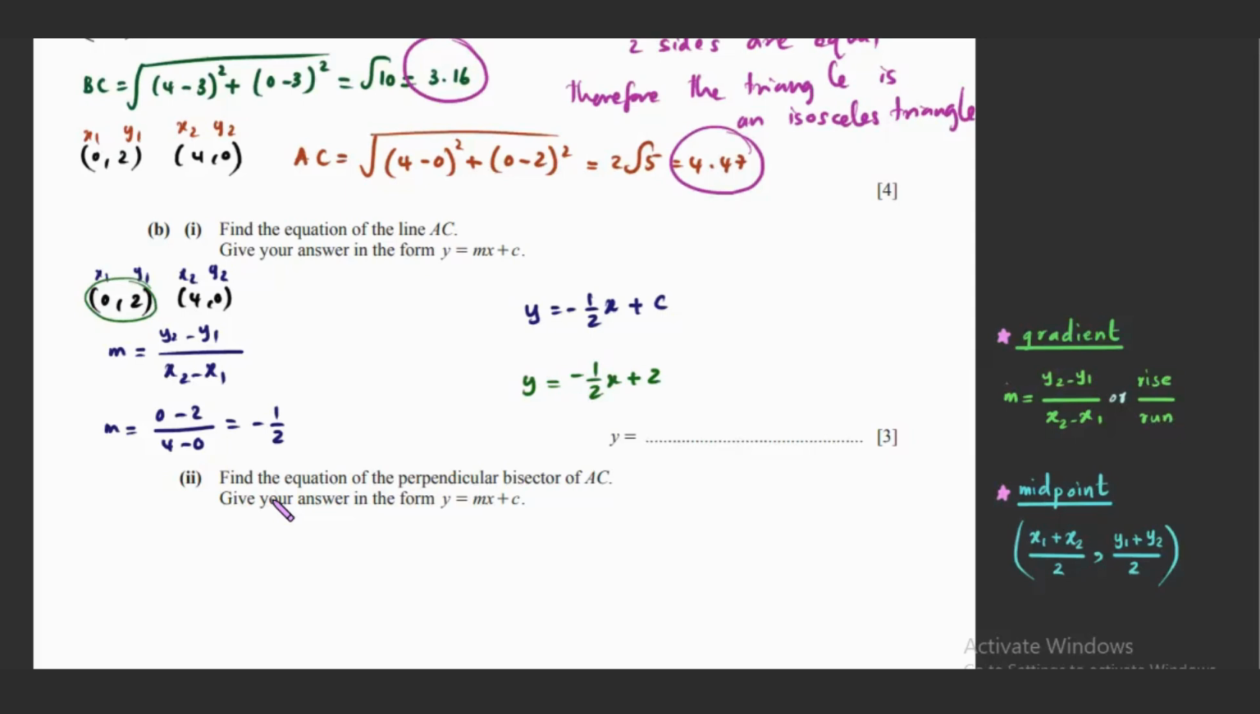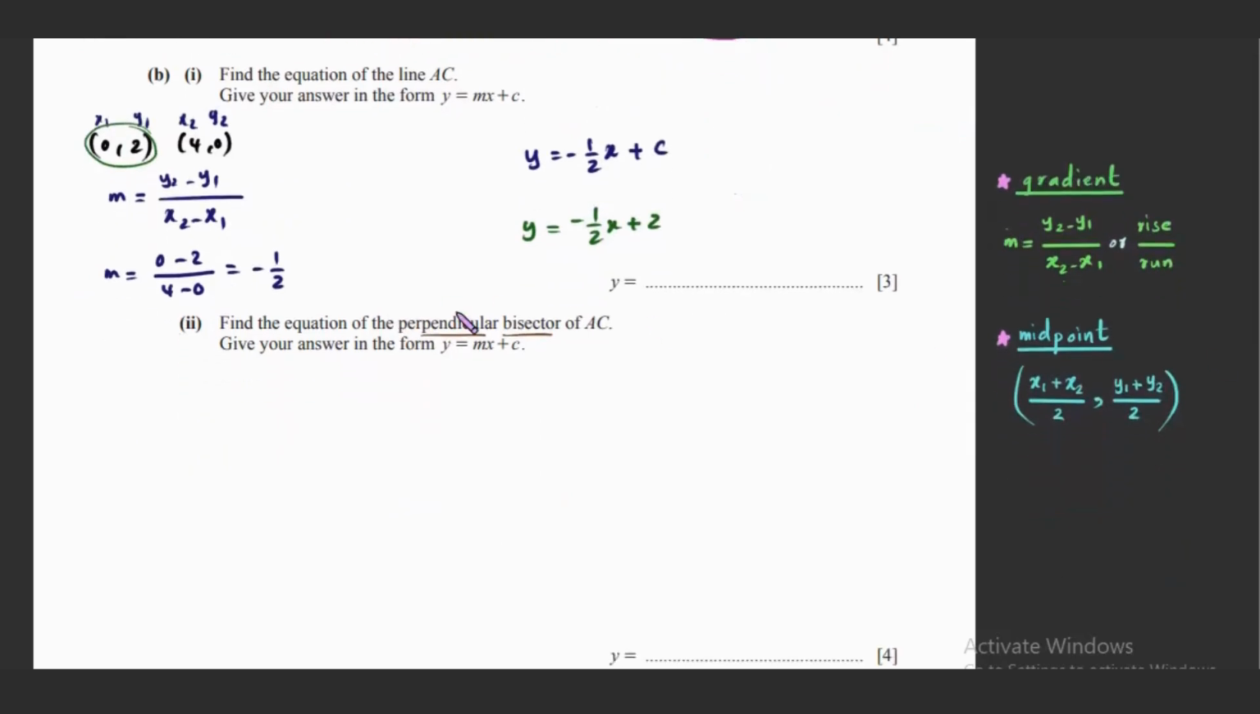Let's move on to the next one that we have. Find the equation of the perpendicular bisector of AC. Give your answer in the form y is equal to mx plus c. Now, in this case, the term perpendicular is very important. At the same time, the term bisector is very important. When we consider the perpendicular, the line is perpendicular to the line AC, which means the gradient should be flipped and multiplied by a negative. Or we need to change the sign after flipping it, because the gradient of the perpendicular line will be the negative reciprocal of the gradient that is given here.